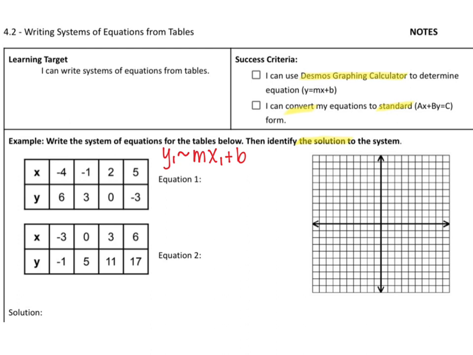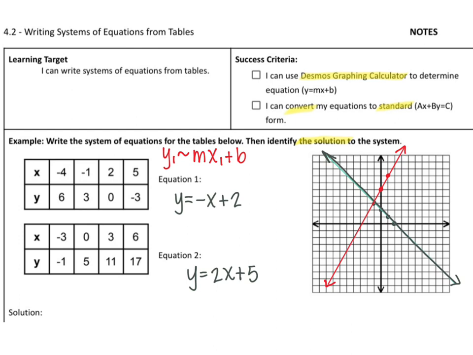Remember, if you are writing a table in Desmos, in the second box you will write y1 tilde mx1 plus b, and that should give you the following two equations: y equals -x plus 2 and y equals 2x plus 5. You should have gotten an m value of -1 and a b value of 2 for the first equation, and an m value of 2 and a y-intercept, or b value, of 5 for the second equation. So now, in order to find the solution, let's graph these two equations and then identify where they cross.